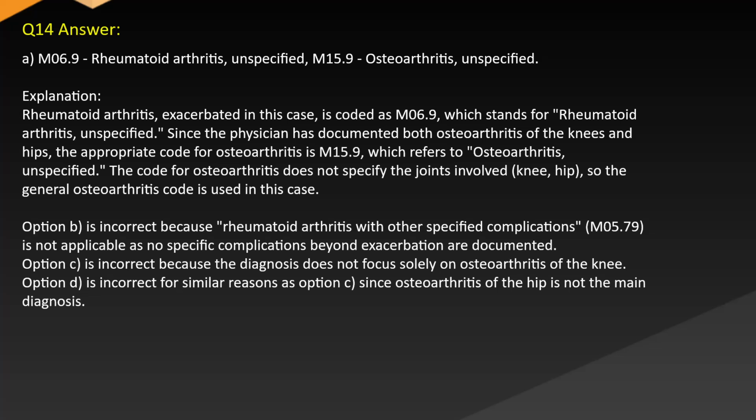Option B is incorrect because rheumatoid arthritis with other specified complications, M.79, is not applicable as no specific complications beyond exacerbation are documented. Option C is incorrect because the diagnosis does not focus solely on osteoarthritis of the knee. Option D is incorrect for similar reasons as option C, since osteoarthritis of the hip is not the main diagnosis.